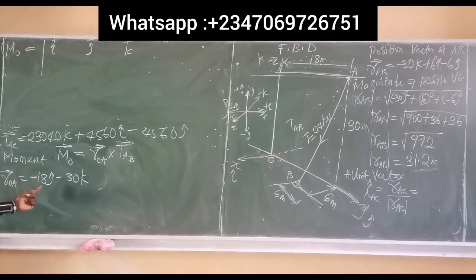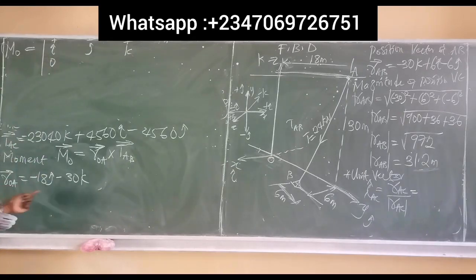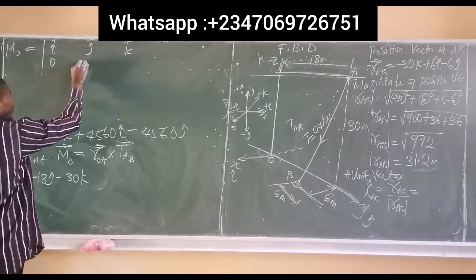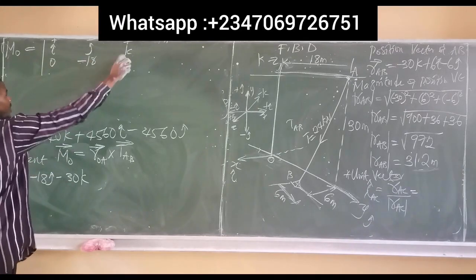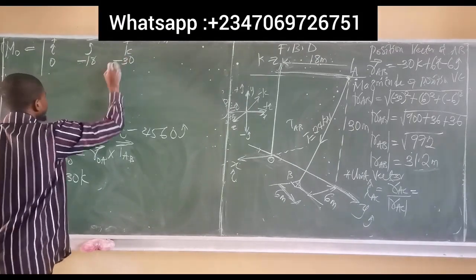I have terms only in j and k. There is no term in i, hence i here is 0. Then j is minus 18. This is the j column, so put it down minus 18. For the k column, we have minus 30. You put it down minus 30.